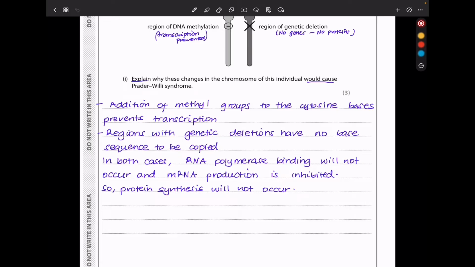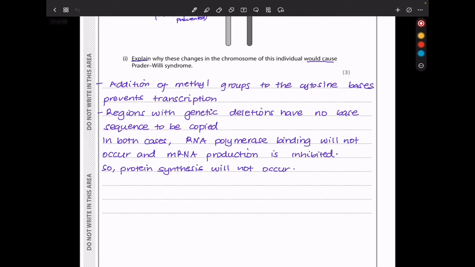Like I've already said, addition of methyl groups to the cytosine bases prevents transcription, and the regions with genetic deletions have no base sequence to be copied. So in both cases, the binding of RNA polymerase will not occur. Messenger RNA will not be produced, and so protein synthesis will not occur.